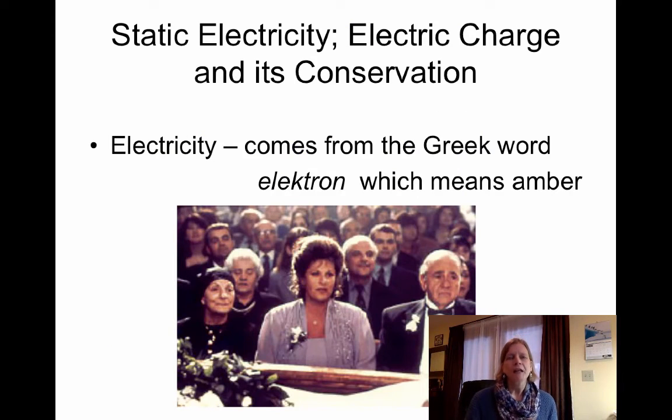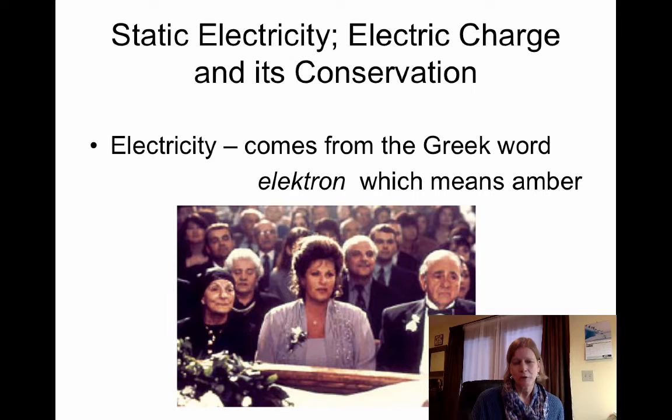Okay, so static electricity. Static means things aren't moving, and electricity, as we see here, comes from the Greek word electron, which means amber. And that's because amber is a mineral that is easily given an electric charge.